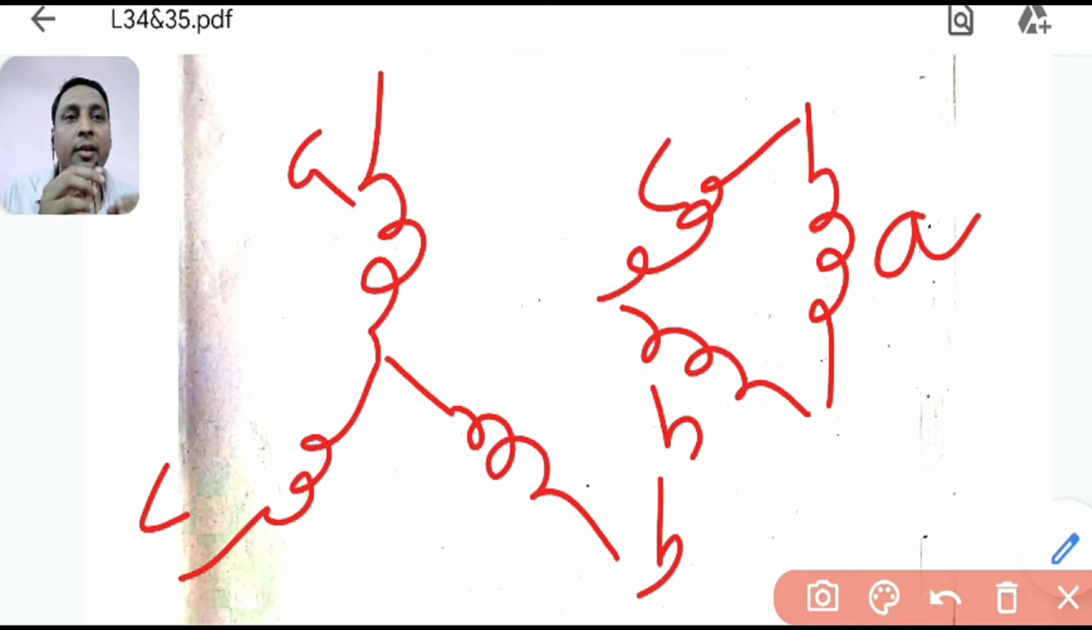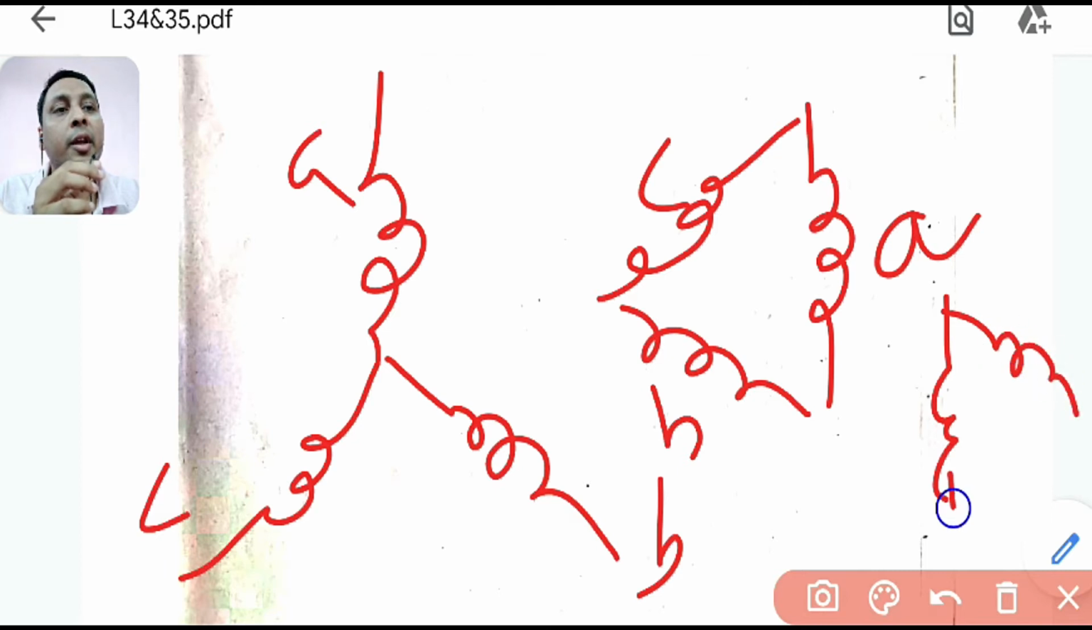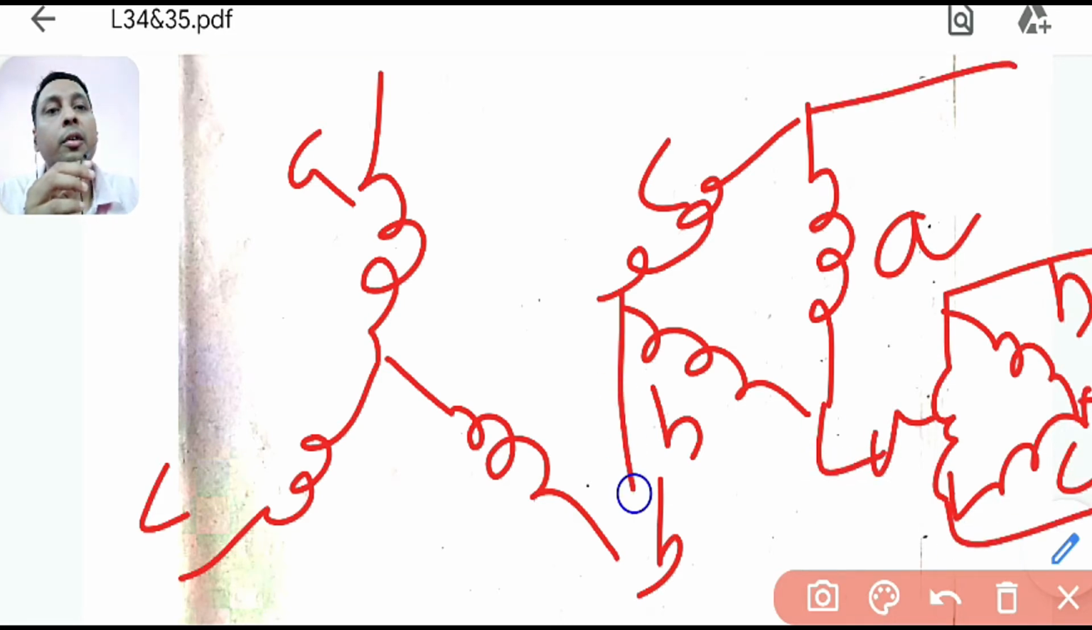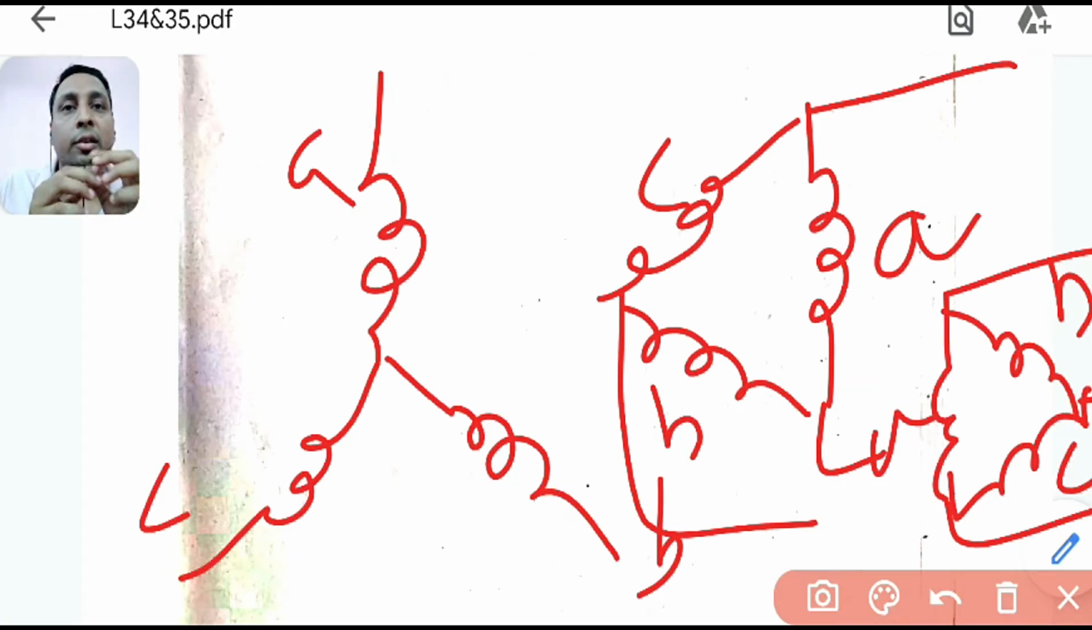Sir, now we can say we can connect it in a different way also. A here, then B here, then C here. You can connect it on this also. That is also okay. You can take these three terminals out. So in both ways, the delta connection is possible. So that depends on how you connect.